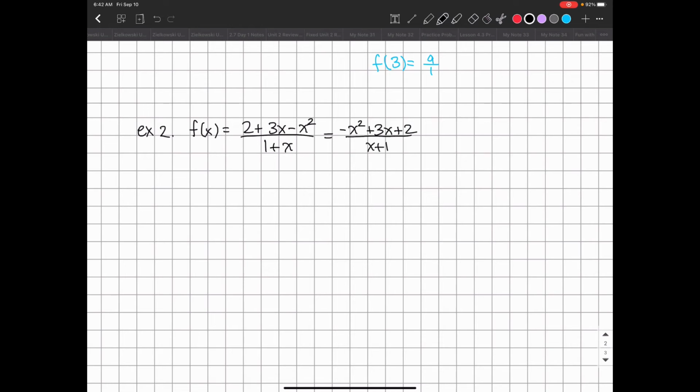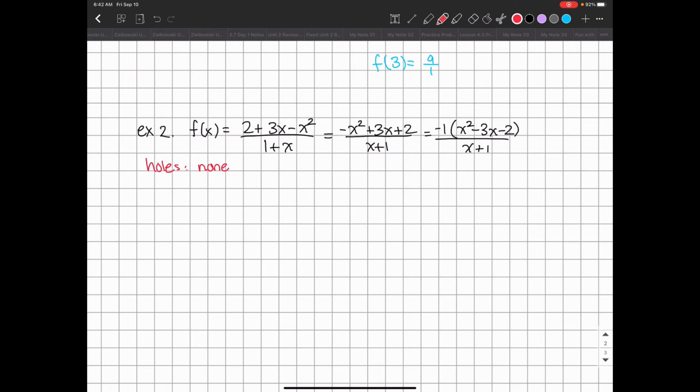I'm going to take out a -1 in the top and see if there's anything that I can factor. I have then -1 times x squared minus 3x minus 2 all over x plus 1, and I'm looking if there's anything that I can factor. I need two things that multiply to -2 and add up to -3. And I can't think of anything that does that. So I can't actually factor that thing. I just wanted to check if I'd be able to cancel with the denominator, but I can't. Okay, so that means since there's nothing that I can cancel, there are no holes here. So for holes, I put none.